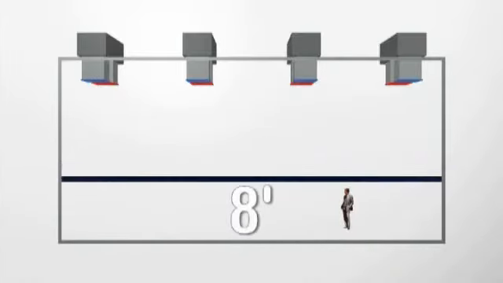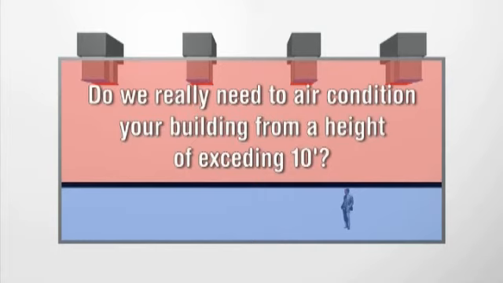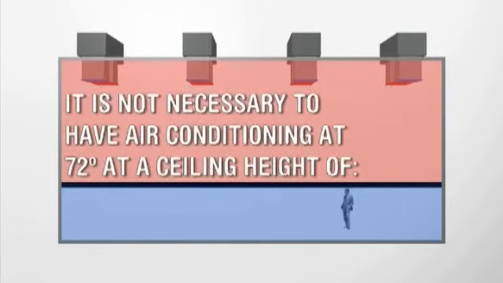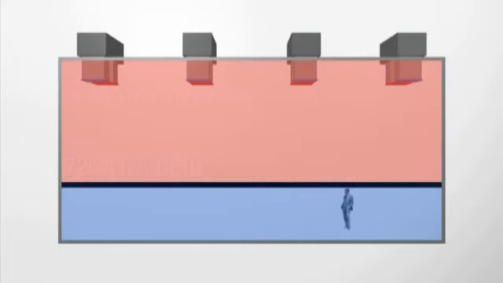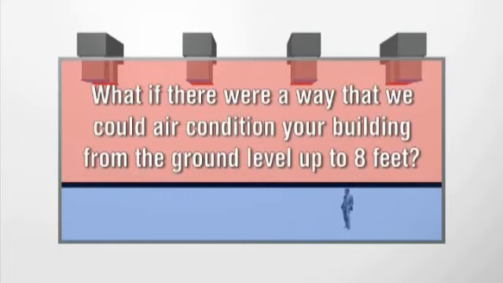The question becomes this: do we really need to air condition your building from a height exceeding 10 feet? And my answer to that would be no, we don't. It's not necessary to have air conditioning at 72 degrees at 23 feet ceiling height. It's not necessary to have air conditioning at a height of 20 feet or 15 feet or maybe even 10 feet. What if there were a way that we could air condition your building from the ground level, from the floor level, up to, let's say, 8 feet, period, just 8 feet? Well, actually, there is a way to do that. And that's what our suggestion is going to be here today.